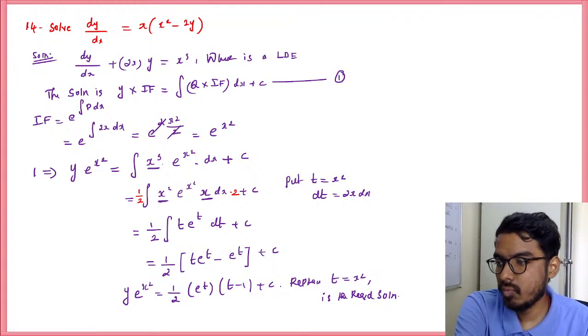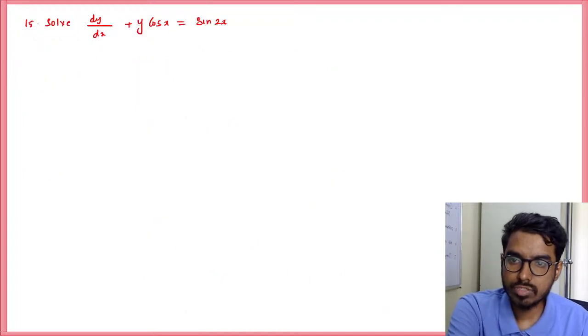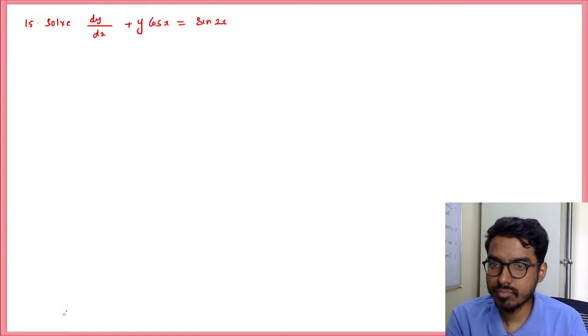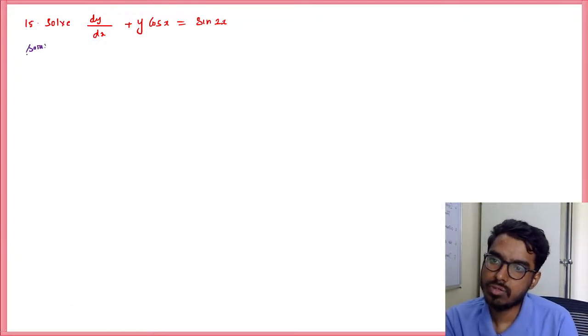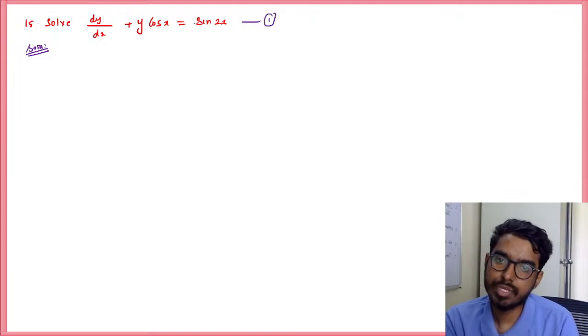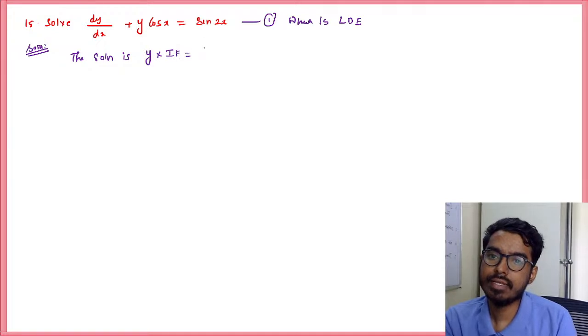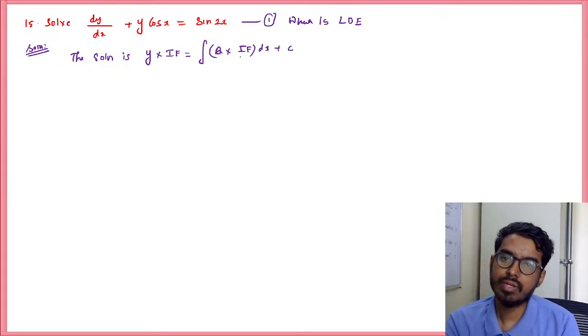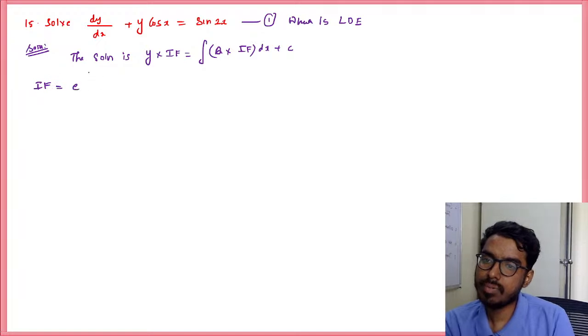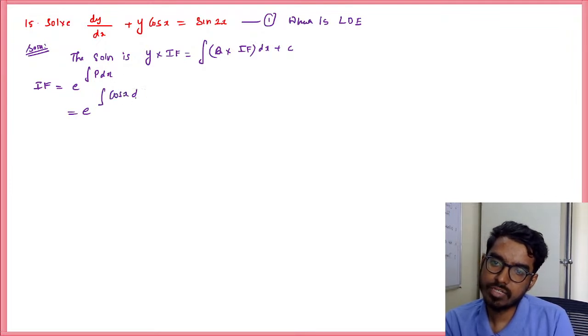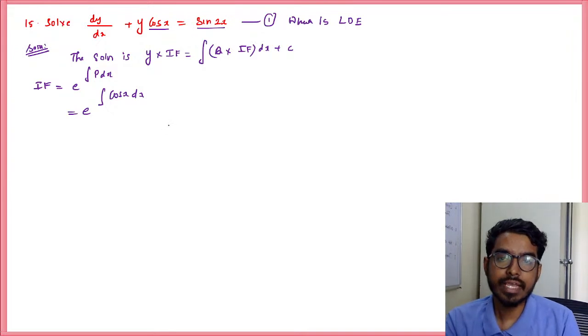So we'll do one more problem and then we'll wind off. So 15th problem, solve dy by dx plus y cos x is equal to sin 2x. This is a linear differential equation, right? dy by dx plus py is equal to q. So the solution is given by y into integrating factor is equal to integration of q into integrating factor dx plus c, right? Now we will find integrating factor e power integration of p dx. So p is cos x, q is sin 2x.